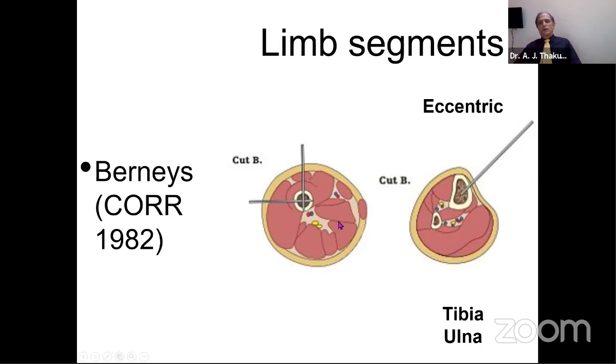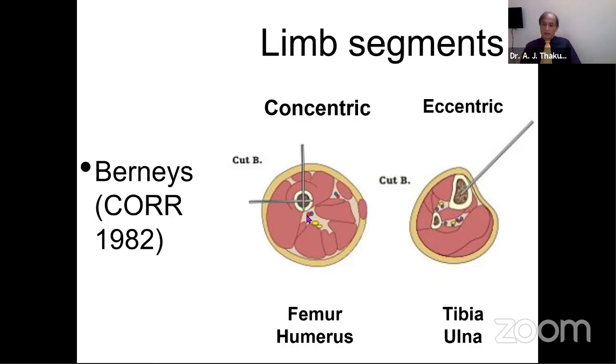While in femur or in humerus, surrounded on all sides, it could cause trouble, or one has to have specific points where you will cause minimum trouble. So the limbs, as I said, they're classified as concentric and eccentric. Ones which are placed in eccentric limb segments can last longer without any trouble, whereas in concentric, usually 2 to 3 weeks is the limit. But then the trouble could start and one has to take special precaution.